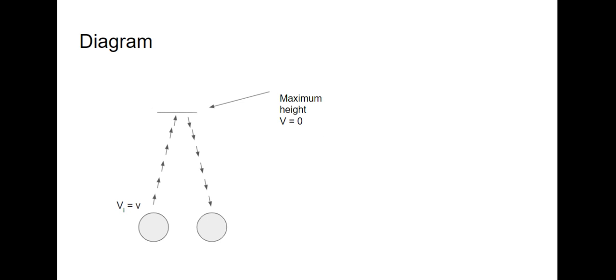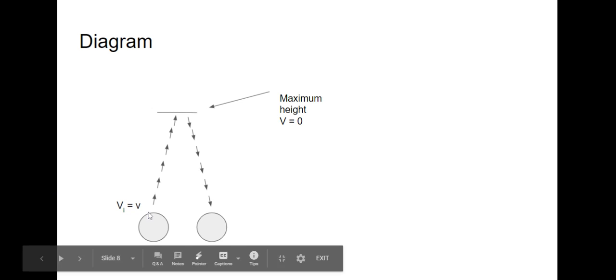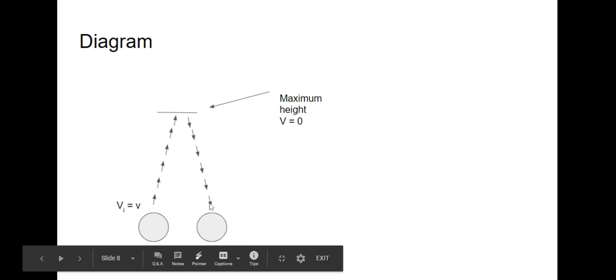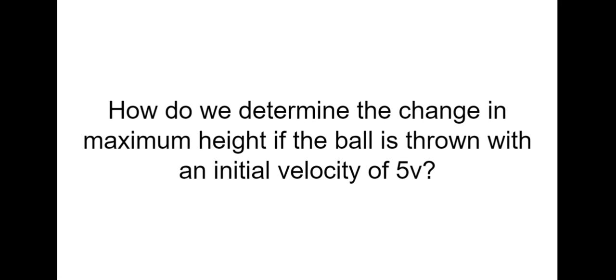The first step is to draw the diagram. As seen in this diagram, an object is thrown up at a velocity of v, reaches a maximum height h, and then falls back to the ground. One important thing to note is that at the maximum height, the velocity is always equal to 0. So how do we determine the change in maximum height if the ball is thrown with an initial velocity of 5v? Well, we must use kinematics.